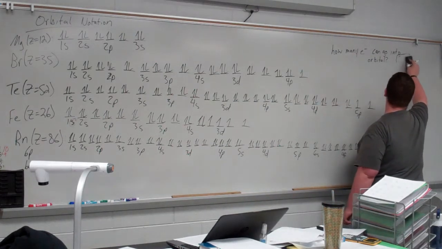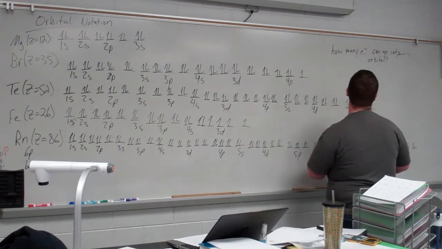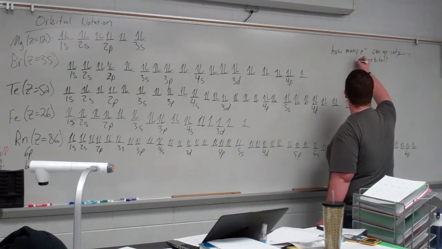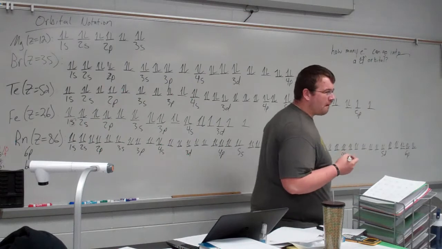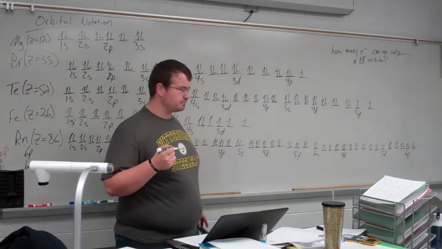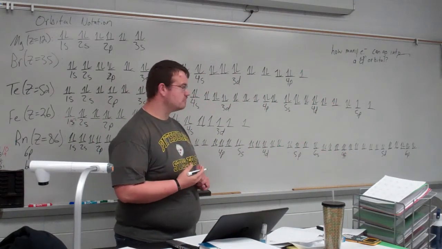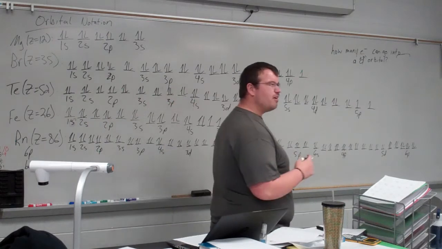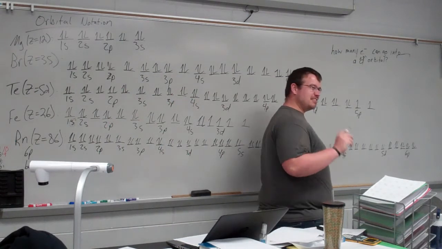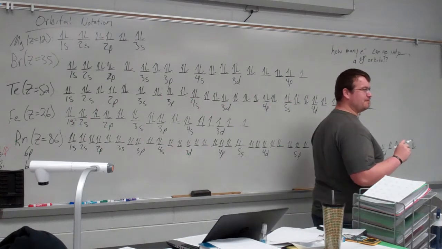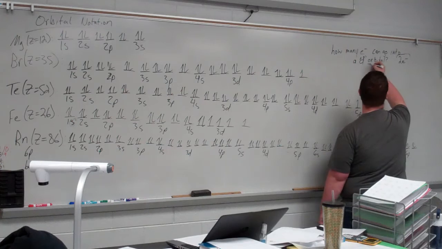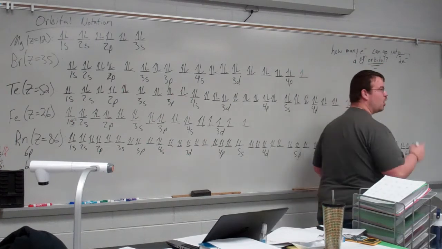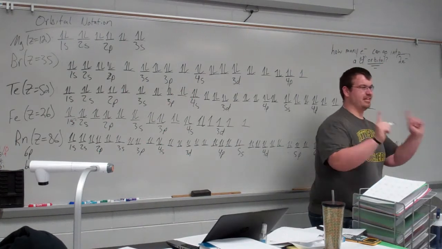How many electrons can go into a d orbital? 10. Are you ready? This is why it's a trick, because you all jumped to the number 10 and only one said 2. Orbital! There is a difference.